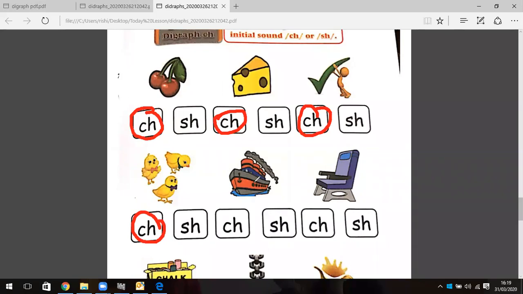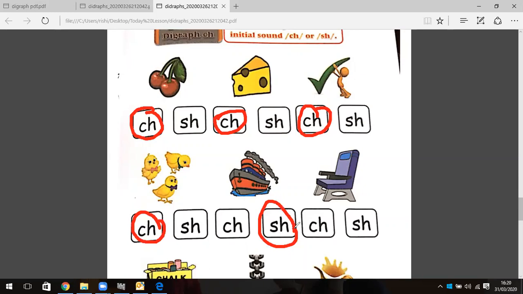Ahmed. I'm here. Come on, tell me now. This is a ship. So ship starts with which digraph? With ch or sh? SH. Tell me the sound of SH. Come on. Ch or sh? Very good, Ahmed. Bravo. Now mute yourself, Ahmed.